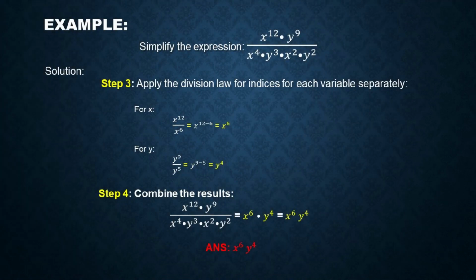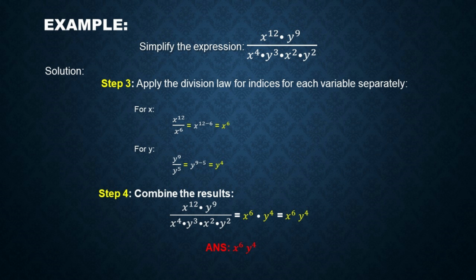Step 3. Apply the division law for indices for each variable separately. For the x variable, x raised to 12 over x raised to 6 is equal to x raised to 6. For the y variable, y raised to 9 over y raised to 5 is equal to y raised to 4.